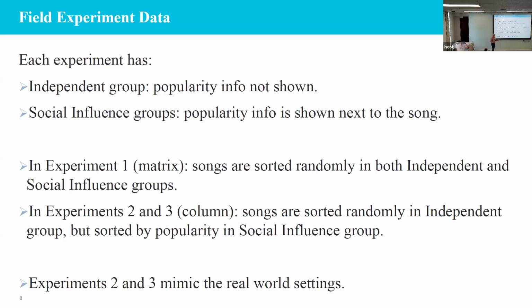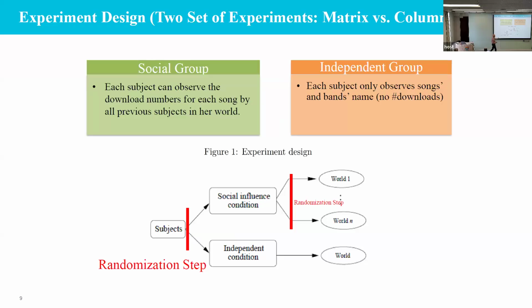Okay, so they will display the songs, and along with each song there's popularity information that shows how many people have downloaded these songs before you come. And the exact way it works is that they put it on a website, and anyone can go to that website anytime they want. The subject will be randomized to either the independent condition or a social influence condition. And if you are randomized to the social influence condition, then you get further randomized to one of the worlds, okay? One of the social influence groups.